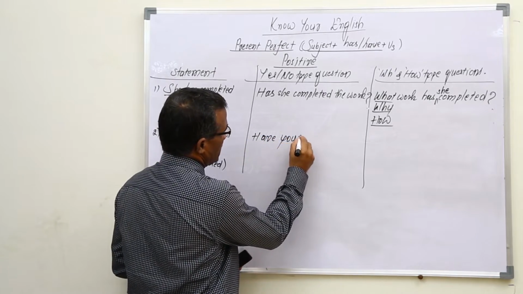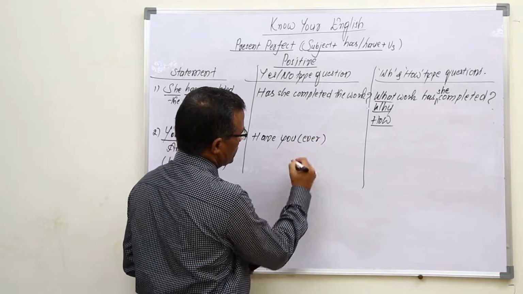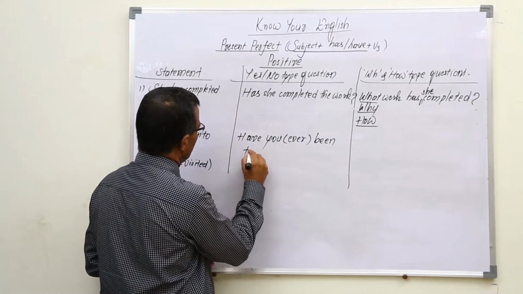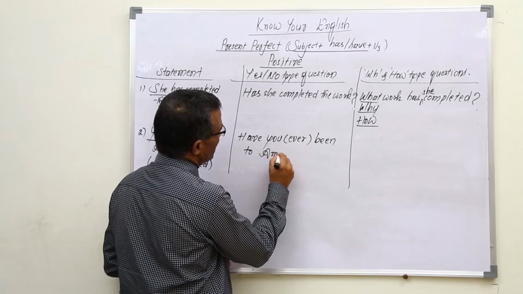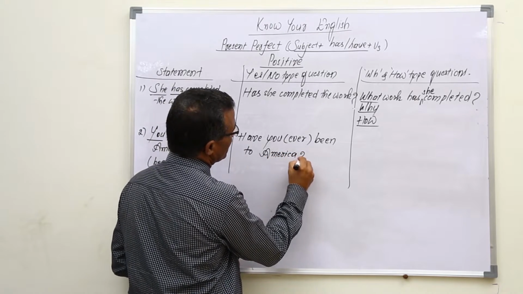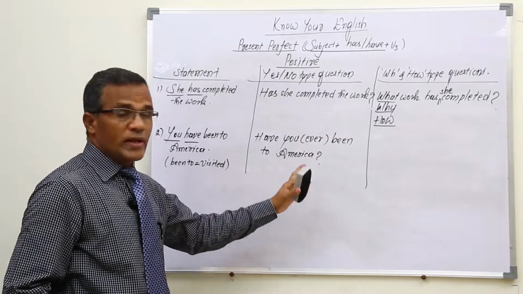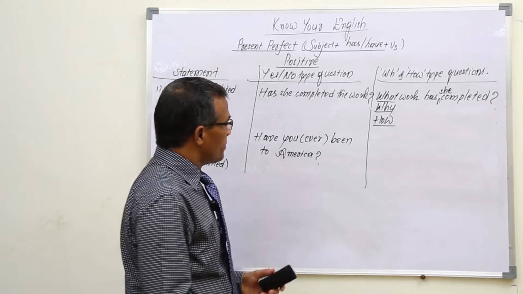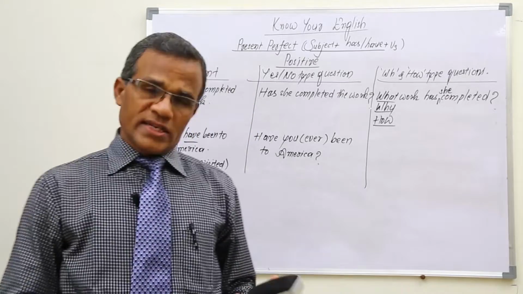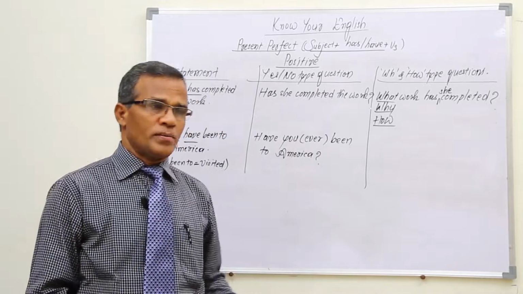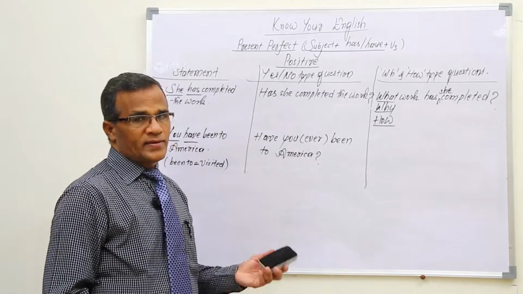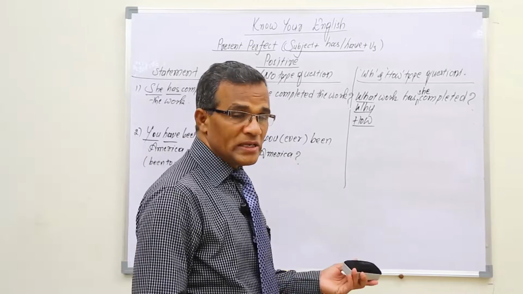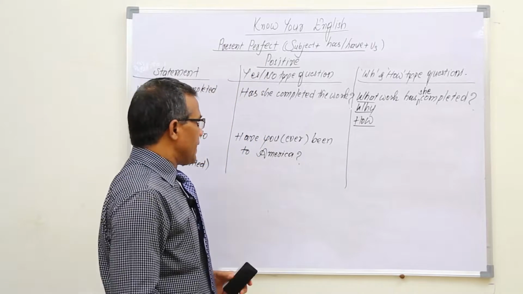Have you? We can add one more word also to this one. Have you ever been to America? Is a yes or no type question. Have you ever been to America? The answer may be yes, I have been to America twice. I have been to America once. Like that you can say. Otherwise, you can say, no, I have never been to America. You can answer. Right, okay.